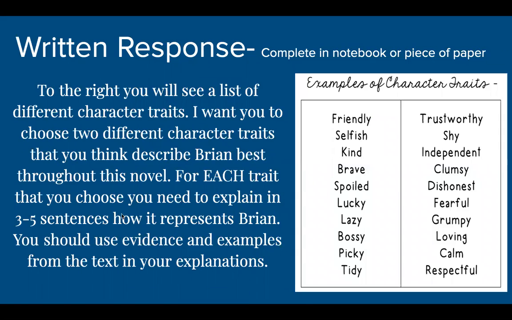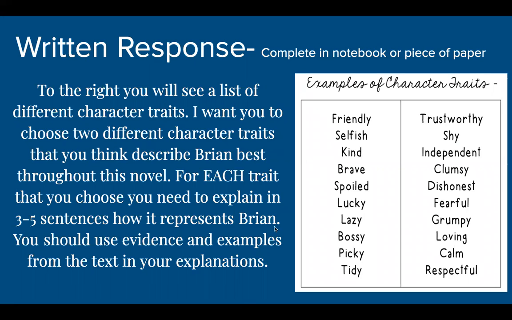So what that means, and the reason I say each very specifically, is if I choose to say that Brian is lazy, let's say that was one of the traits I choose for Brian, that means I'm going to write lazy, and then for lazy, I need 3 to 5 sentences explaining from the book why I think he is lazy. Then I have to choose a second trait and do the exact same thing where I write 3 to 5 sentences. So you need to do this twice with 2 different character traits. And you are choosing 2 that you think represent Brian the best throughout this entire novel.